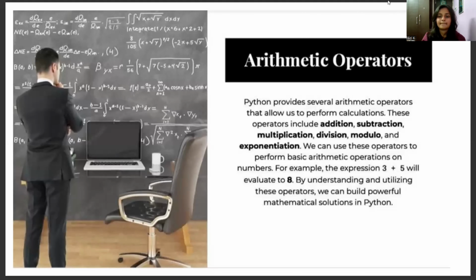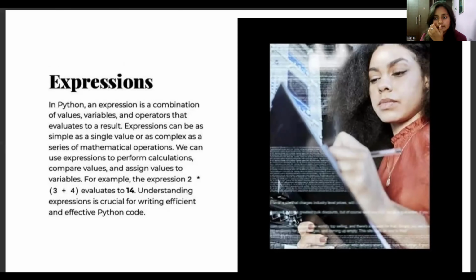Arithmetic operations. Python provides several arithmetic operators that allow us to perform calculations. These operators include addition, subtraction, multiplication, division, modulo, and exponential. We can use these operators to perform basic arithmetic operations on numbers. For example, the expression 3 plus 5 will evaluate to 8. By understanding and utilizing these operators, we can build powerful mathematical solutions in Python.